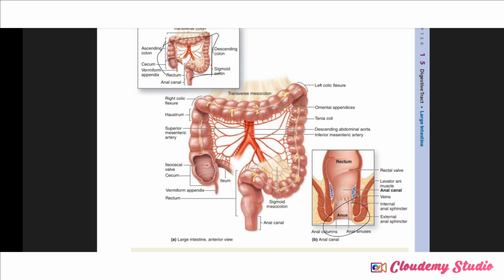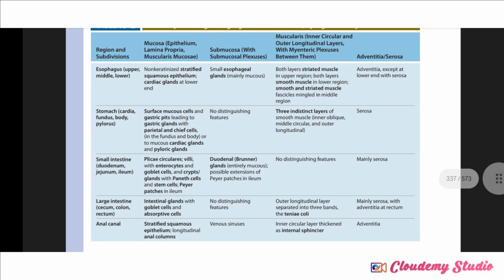Let me quickly just explain this. In the large intestine, we have the cecum, the ascending colon, the transverse colon, the descending colon, the sigmoid colon, the rectum, and then the anal canal, which is the anus. So this is how it goes in the large intestine. What we said just now is just a summary of everything that we have said so far.